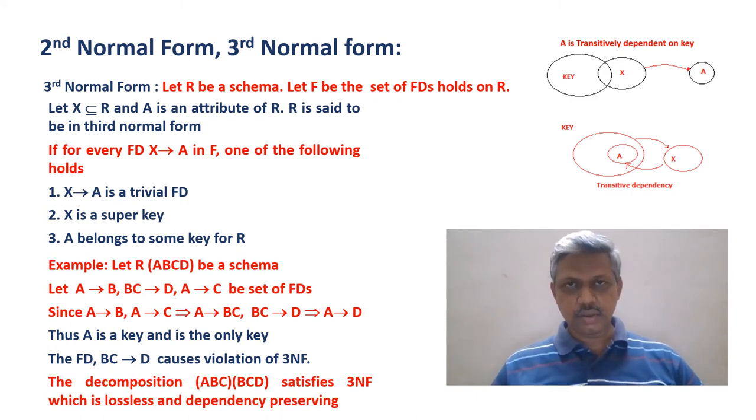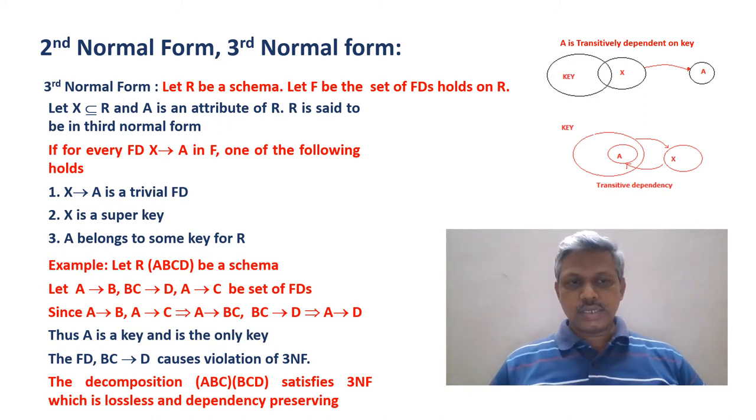But we'll see an algorithm, actually a process, so that we can convert the given schemas into third normal form shortly. Not only that, there is one more important observation here, that the transitive dependency is linked to the third normal form. We'll see that aspect also.